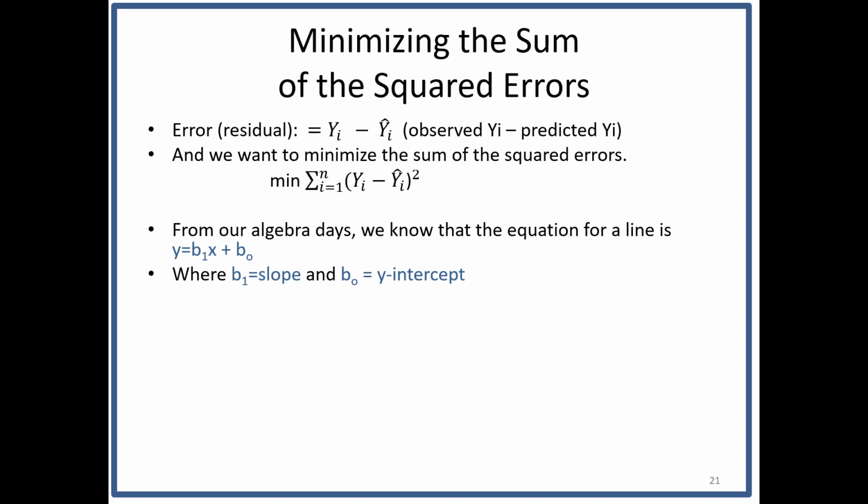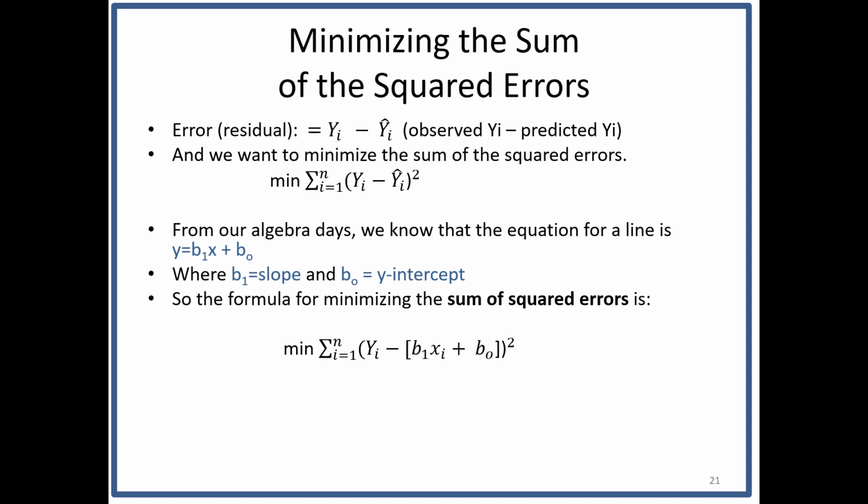So the formula for minimizing the sum of squared errors is minimizing the sum of i equals 1 to n of yi minus, now we're putting these in brackets, b1 xi plus b naught, all of that squared. And you can see here we are just substituting in b1 x plus b naught, which we got here, and putting that in for y predicted, right? That's the formula for the line. Y predicted, or y hat, is the value on the line, right? And we have our formula.